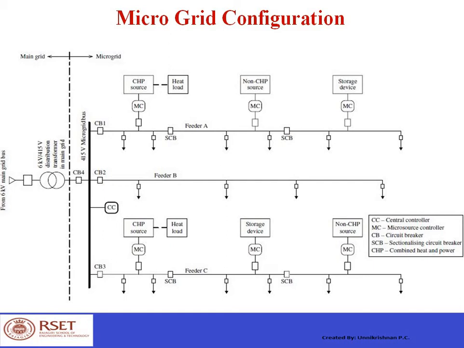You can also see a 6 kV/415 volt distribution transformer in the main grid. So the microgrid side is 415 volts, and the transformer input is coming from the nearest substation. From the substation, the transmission line is a 6 kV transmission line. It comes to the transformer. The voltage is stepped down to 415 volts, and it is synchronized with the microgrid.